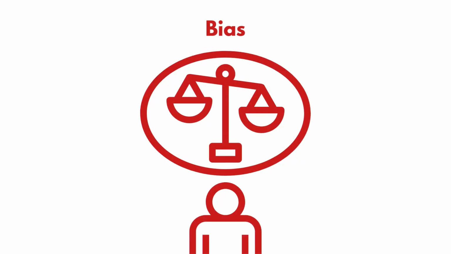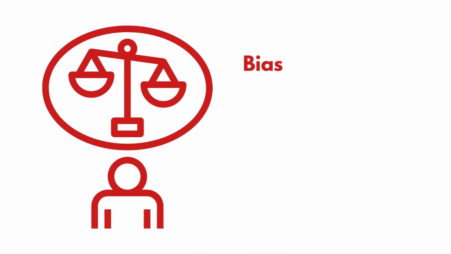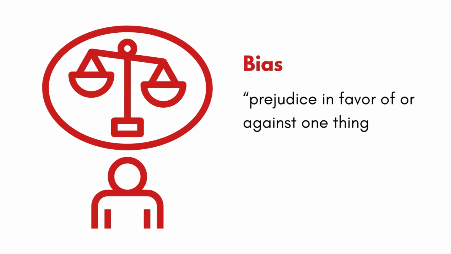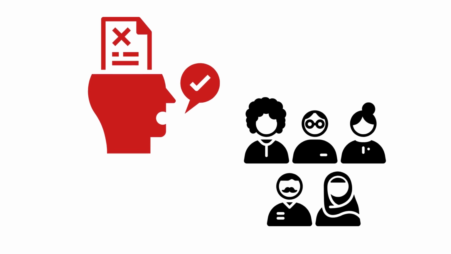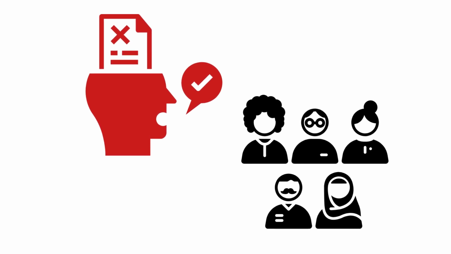As defined by Oxford Languages, bias is a prejudice in favor of or against one thing, person, or group compared with another, usually in a way that is considered to be unfair. The ability to recognize bias is essential. Unchecked bias can fuel misinformation and limit our ability to understand diverse perspectives.